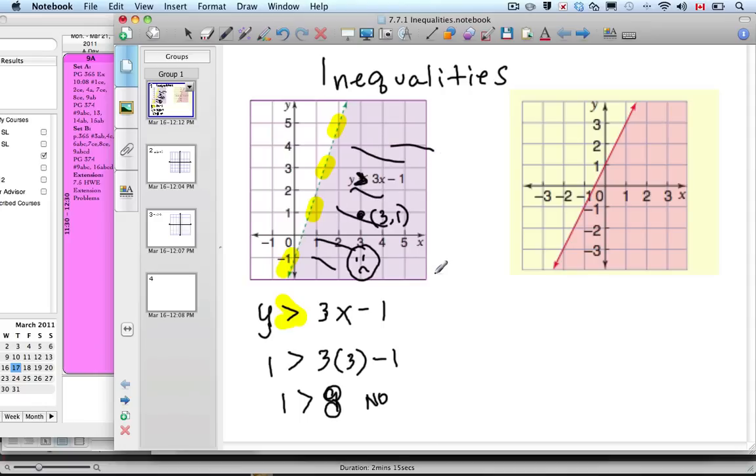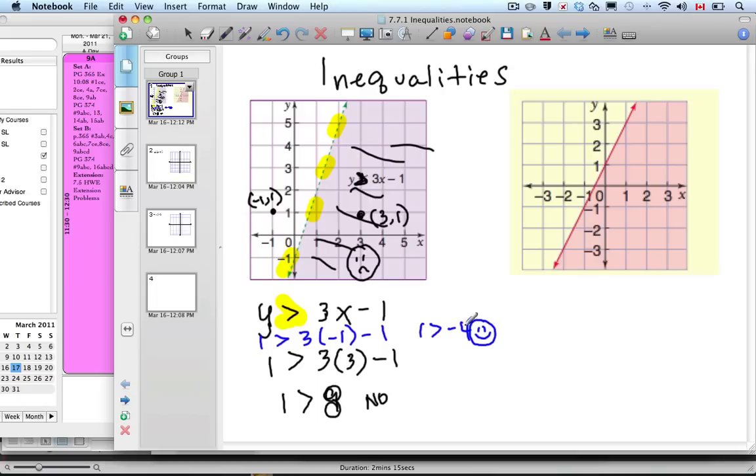All right. So then where's our answer? Our answers must be everything above this line. And if we take a point there somewhere, it should make the inequality true. Let's look at this point right here, negative 1, 1. Let's plug that into the inequality and double check. Is 1 greater than 3 times negative 1 minus 1? That's negative 3 minus 1, which is negative 4. So 1 is greater than negative 4. That is true, and that's why it's not shaded.